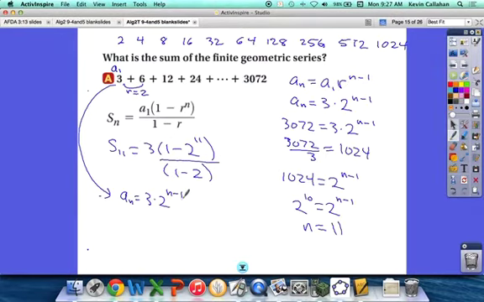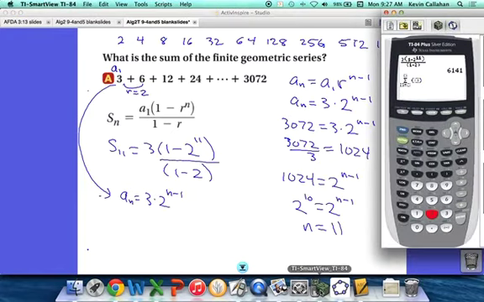minus 1. So if I put that in the calculator here, right, I'm going to say x equals 1 to 11, and then put in 3 times 2 raised to the x minus 1. Okay, that should be our sequence. Add them up, 6141.